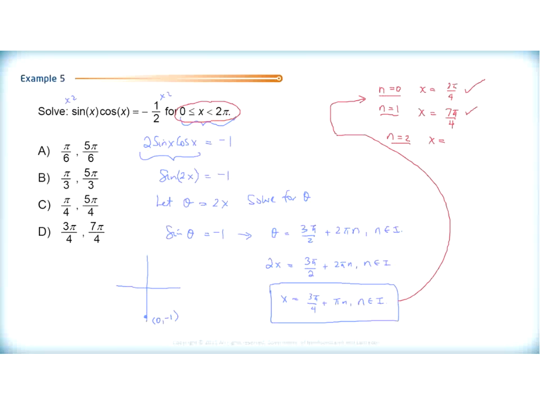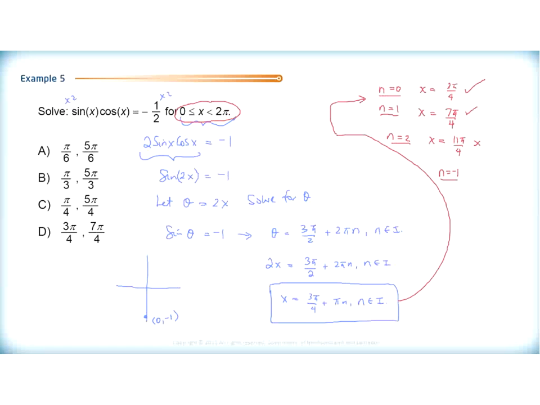The answer is yes. Let's plug in n equals 2, because we need to plug in all the values of n until we exhaust all answers in both directions, in the positive direction and in the negative direction. So if I plug in n equals 2, and again, I'm doing this in my head here, I'll get 2 pi. Now 2 pi is 8 pi over 4. 8 pi over 4 plus 3 pi over 4 is 11 pi over 4. Is that within our domain between 0 and 2 pi? The answer is no. That's outside our domain, because that's greater than 2 pi.